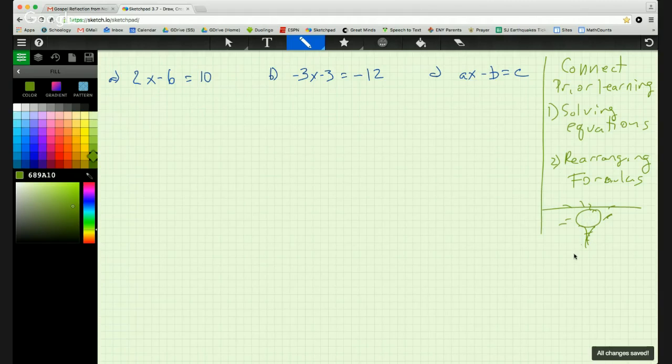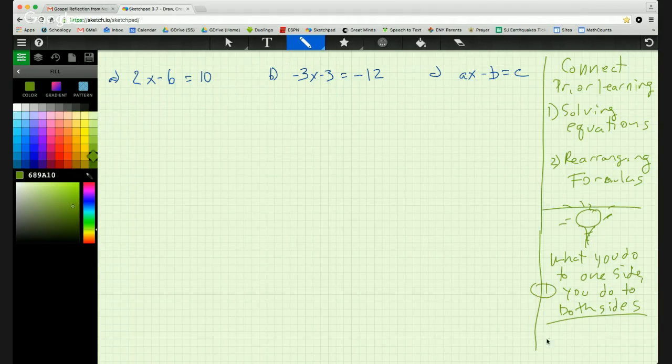The whole idea is that what you do to one side, you do to both sides. That's idea number 1. And idea 2 is you want to isolate the identified variable. So those are your 2 ideas.